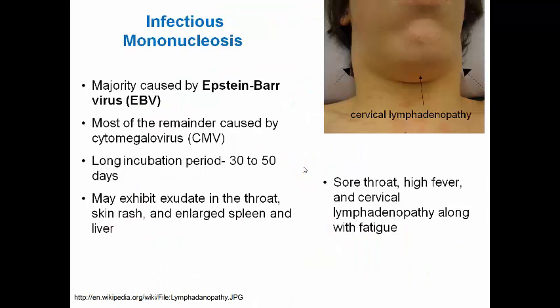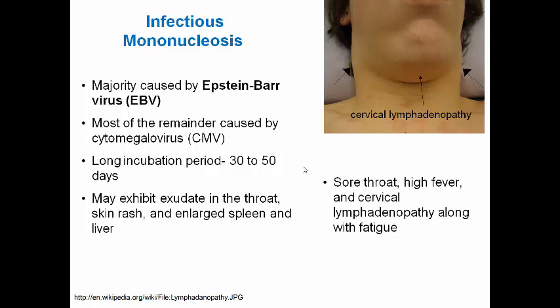Infectious mononucleosis. So we just mentioned this very briefly when we talked about Epstein-Barr virus in the virus chapter. But infectious mononucleosis is mostly caused by Epstein-Barr virus. Not all. There are some other ones that can cause it, but that's the majority. Cytomegalovirus can also cause this, but Epstein-Barr is the most common. It has a long incubation time, 30 to 50 days, so often it's hard to know even where you got it from.